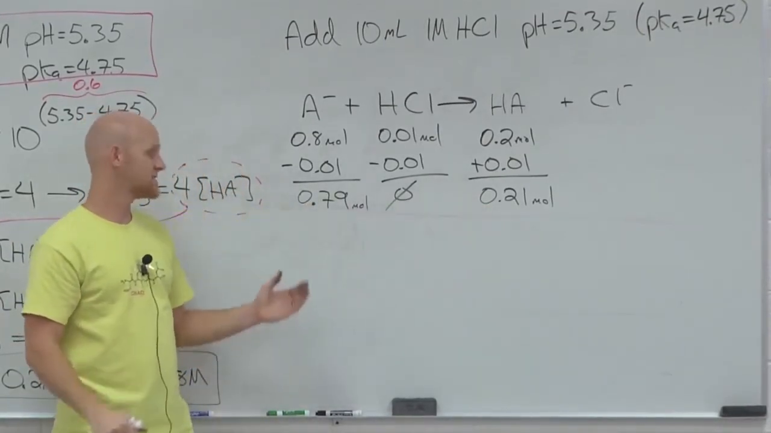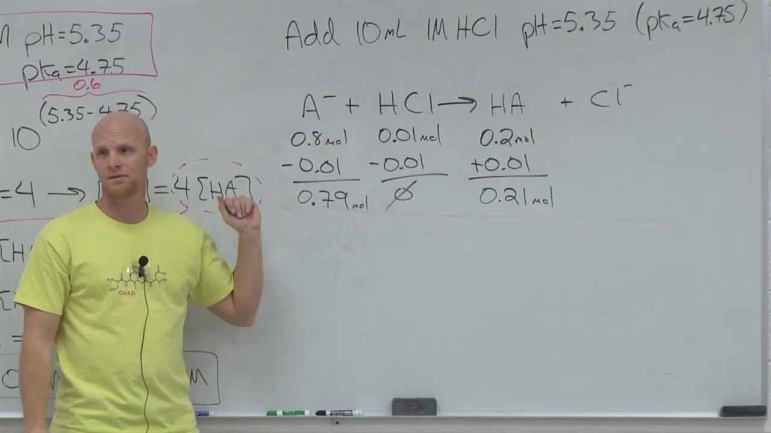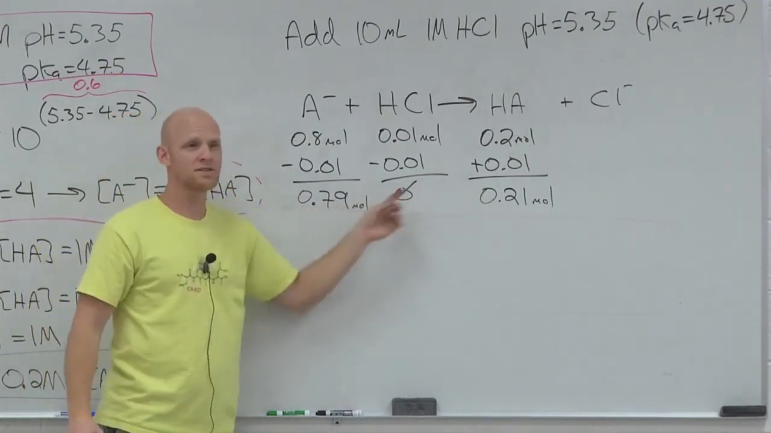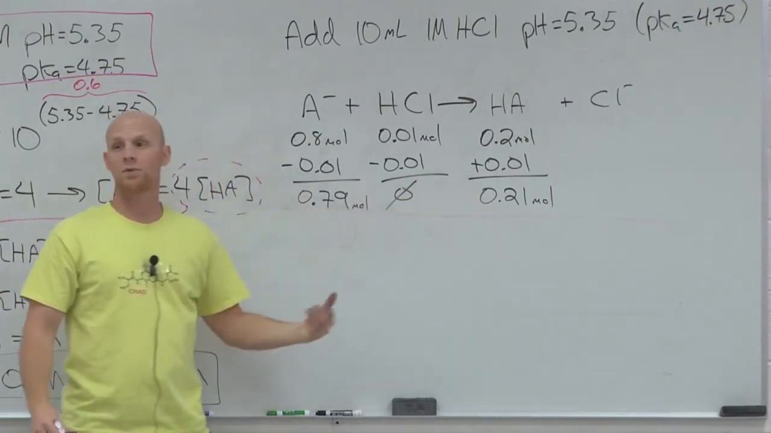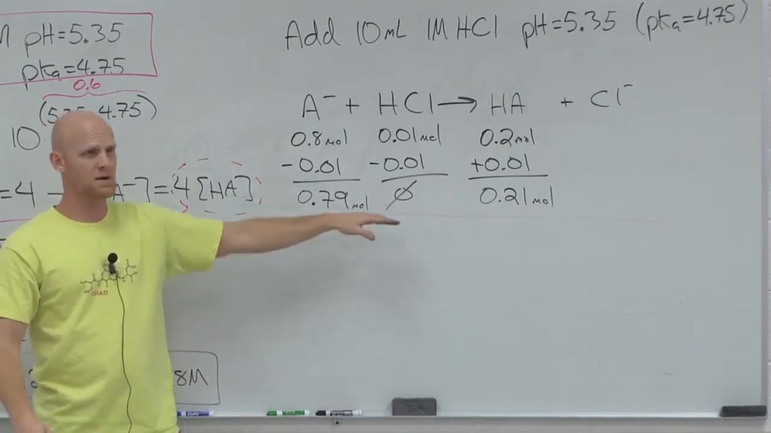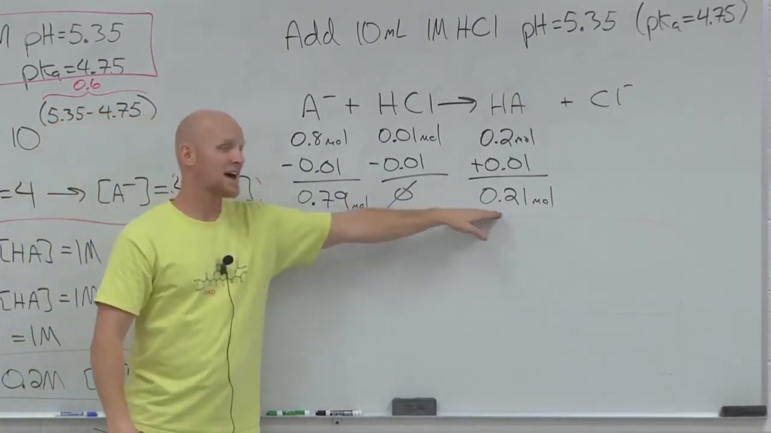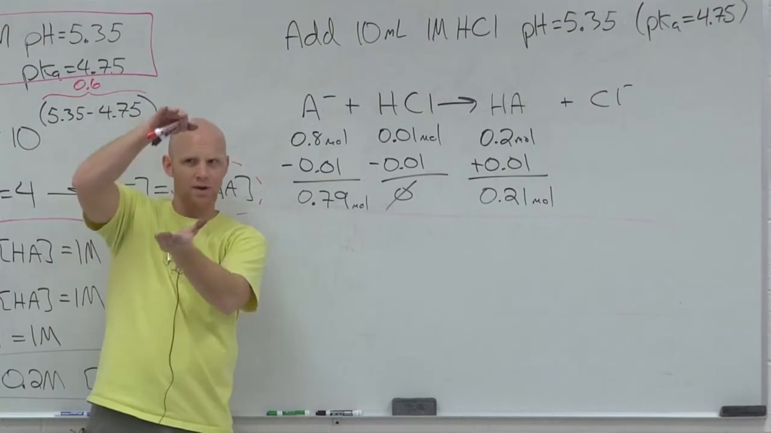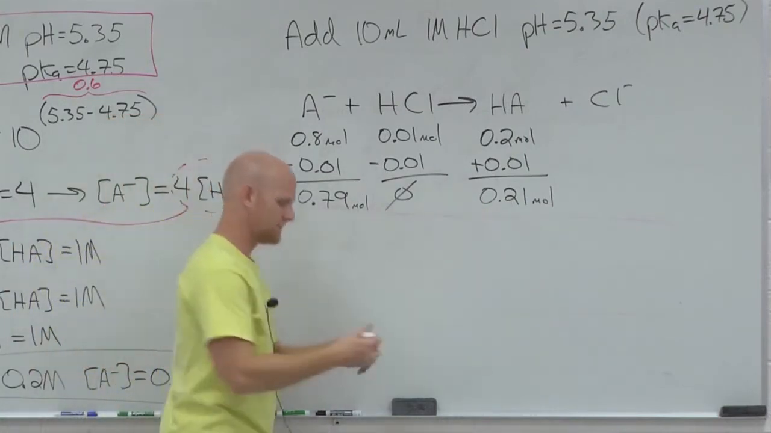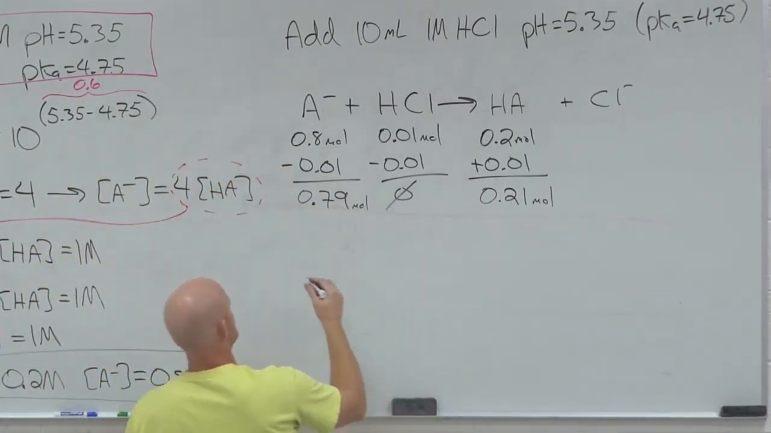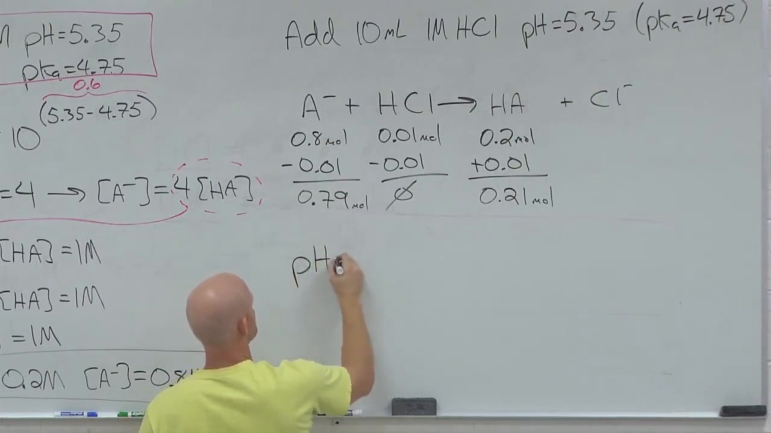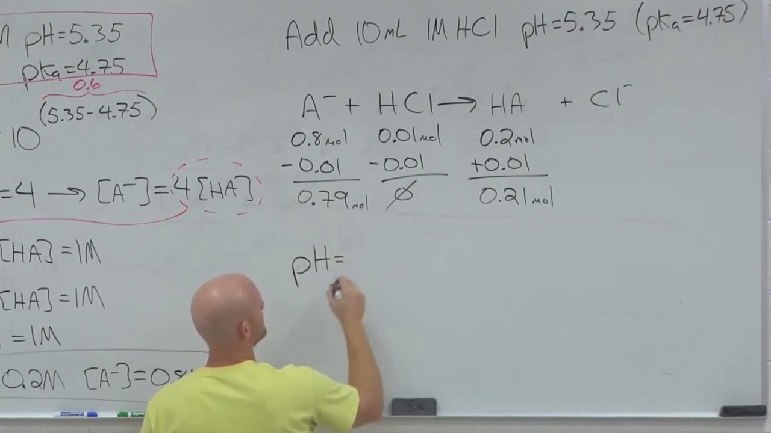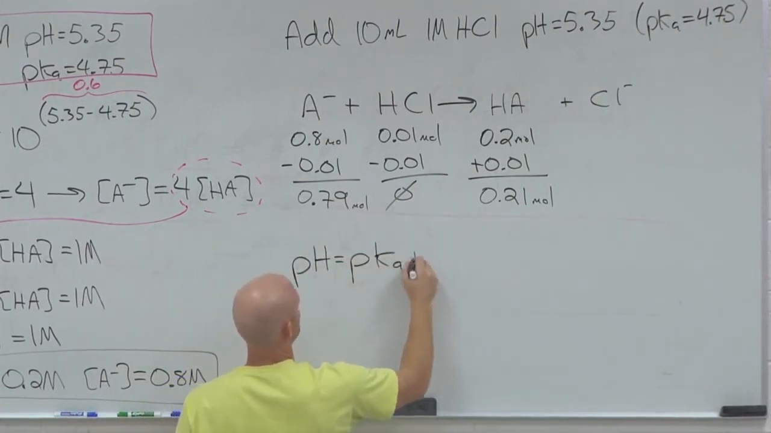Is it still a buffer? Yeah, I still got a fair amount of both these guys. If either one of these was gone, I wouldn't have a buffer anymore, but this is still a buffer. And technically, these have to be within a 10-to-1 ratio to be in that kind of range, but we're good. So in this case, what do we do to get the pH of a buffer? Yeah, we use Henderson-Hasselbalch still.